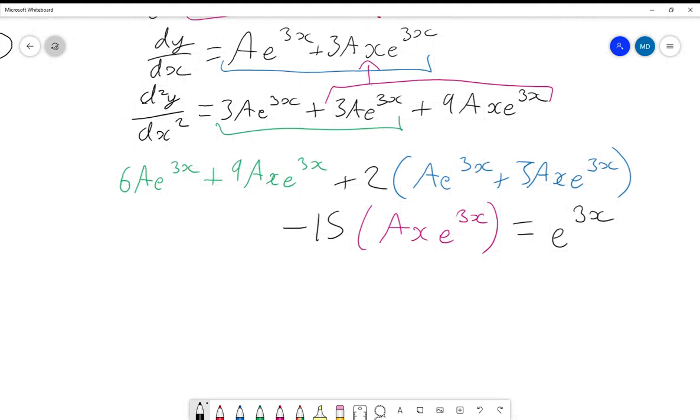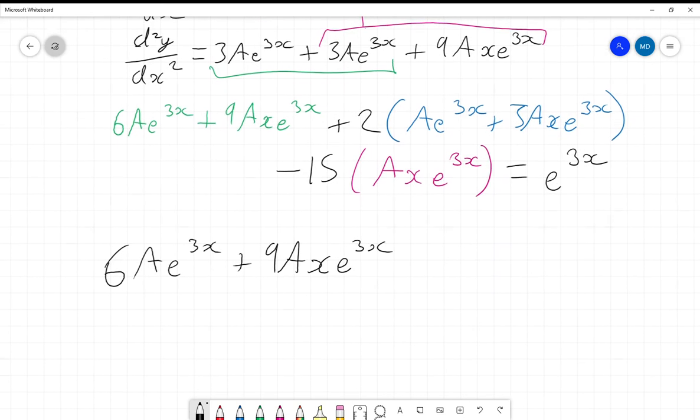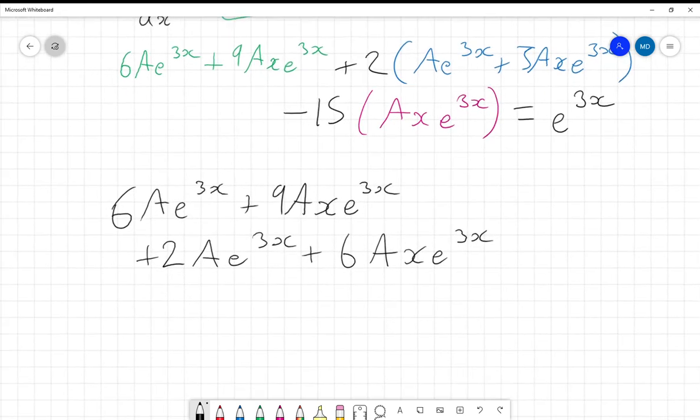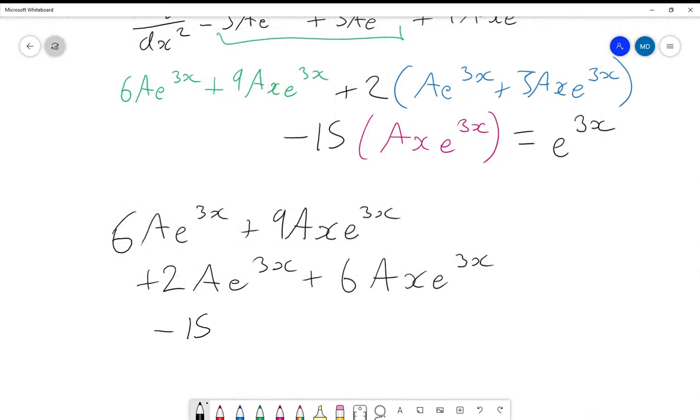Now let's do some expanding and simplifying. So we're going to get 6a e to the 3x plus 9a x e to the 3x. That's just the first bit again. Now the expanding part. So we get plus 2 lots of a e to the 3x plus 6a x e to the 3x minus 15a x e to the 3x. And that needs to equal e to the 3x.